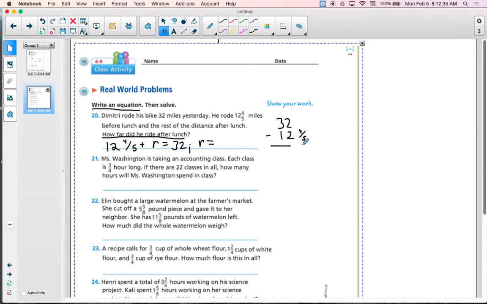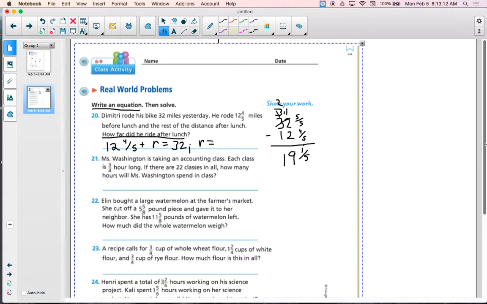Right, we always write the larger number on top. It's no problem that we don't have a fraction here. We still use the same process. We just regroup. So we borrow. We know the denominator is 5, so we're going to use 5/5. 5/5 minus 4/5 is 1/5. 2. 11 take away 2 is 9. 2 take away 1 is 1. You rode 19 and 1/5 miles, and you can write that right there.